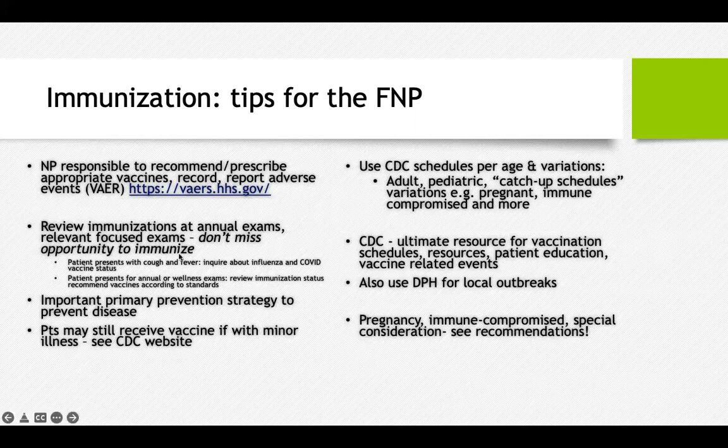Tips for the FNP. So the NP is responsible to recommend and prescribe appropriate vaccines. You want to know what your vaccine schedules are. All you need to do is go to the CDC website and they will give you the schedules per age and variations. They have the adult, pediatric, and catch-up schedules for those adults who were probably not born in this country, immigrants. They also have variations in the schedules based on pregnancy and immune compromised patients. Again, the CDC is your ultimate resource for vaccination schedules.